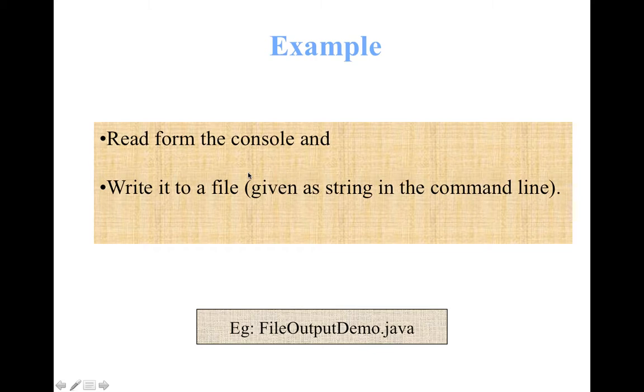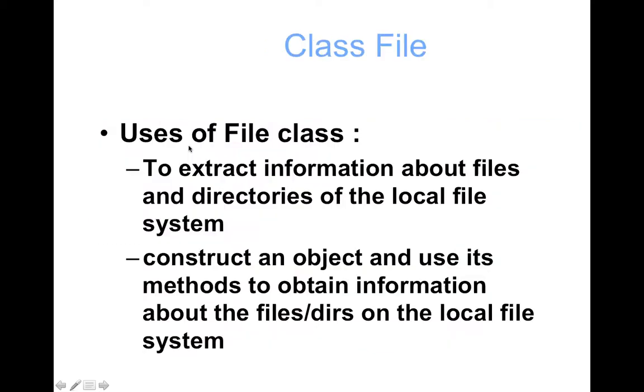Okay. So now we saw streams, how to read a file and how to write a file and stuff like that. Let's move on. Okay, the File class. So, uses of the File class. This is not a class file. It is a File class. Actually, I will change it. Okay, to extract information about files and directories of the local file system, construct an object and use its methods to obtain information about the file. Okay, so there is a File class itself.